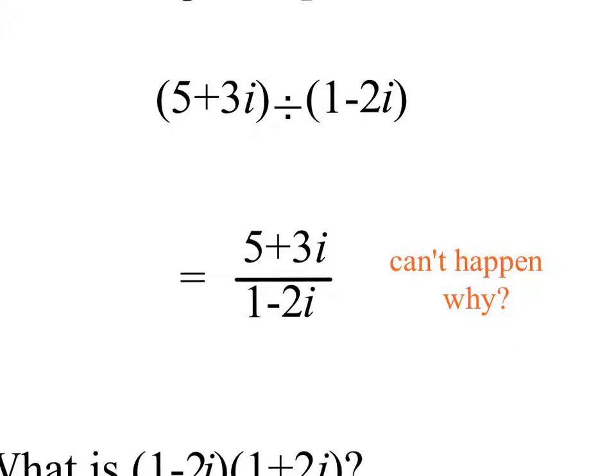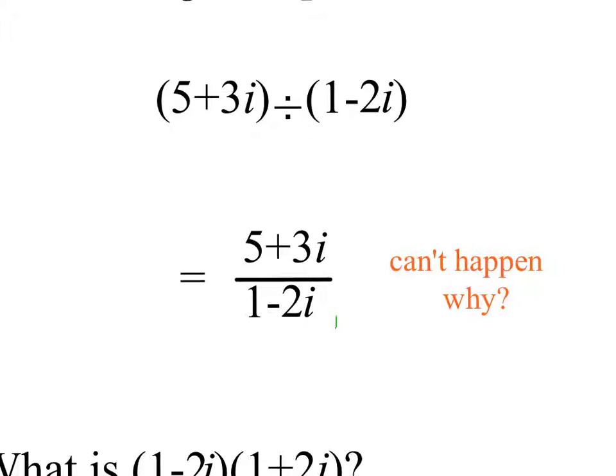But this can't happen. And so the question is, why can't it happen? I want to remind you of one rule. We have a rule that says you can't have a square root in the bottom. And remember what i is. i is the square root of negative 1. So technically here, because of the square root of negative 1, or i, in the bottom, we can't leave it like this. And so that's where the division comes in.